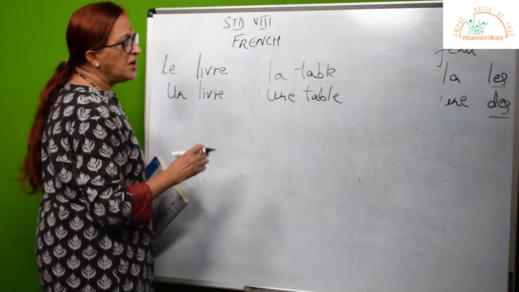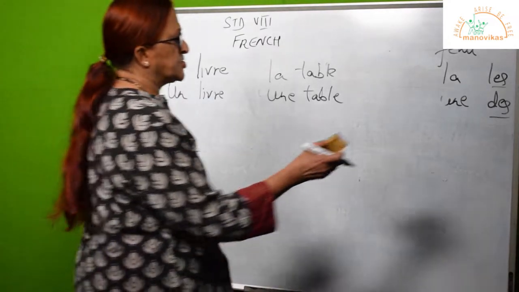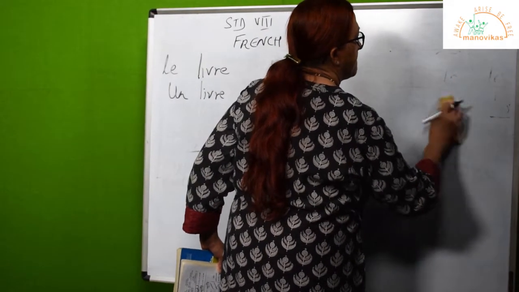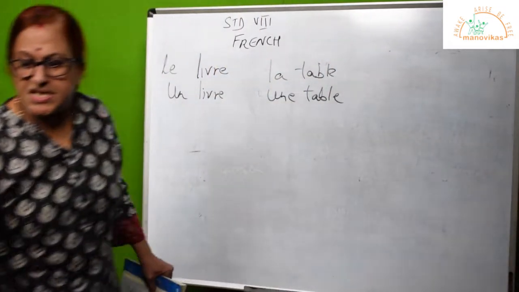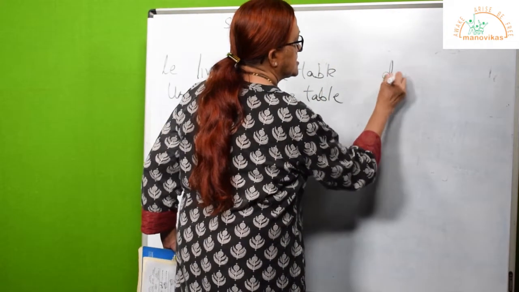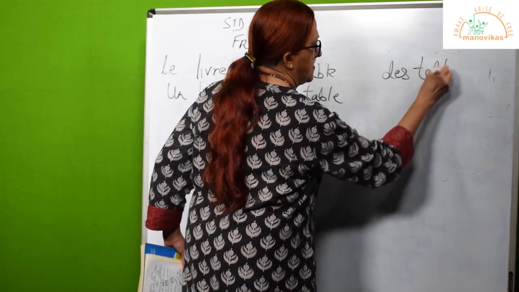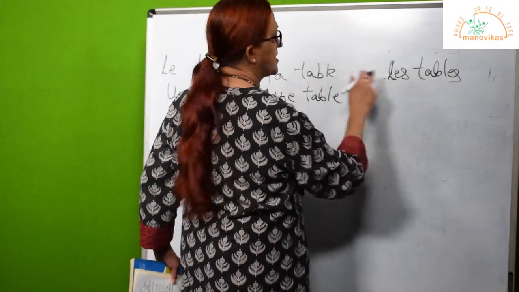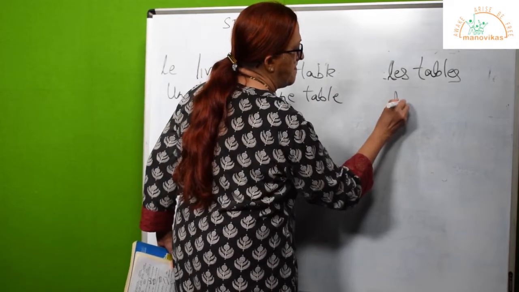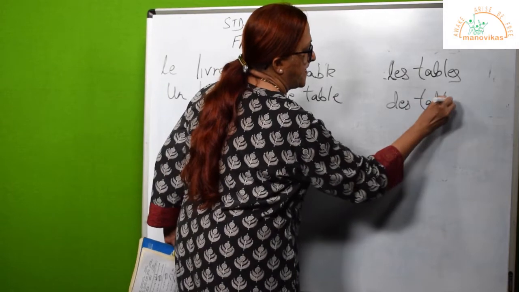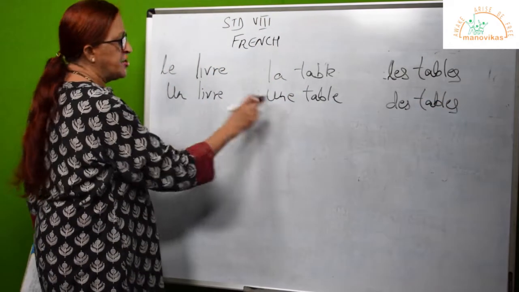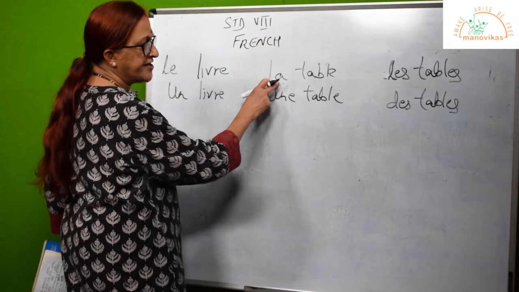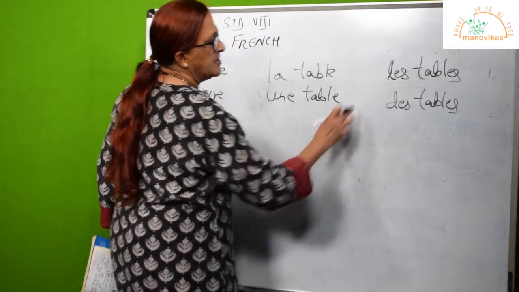Now, how will you make it plural? As we already saw, un and une will become des tables. Some tables. And le and la will become les. So we had seen earlier un and une, which are indefinite articles, in plural they become des. Le and la are definite articles, in plural they become les. So have you understood?